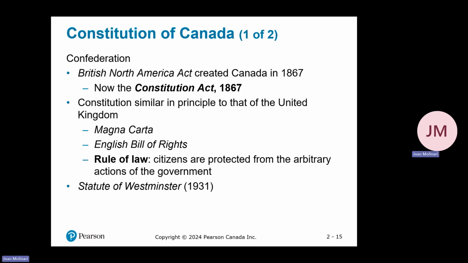Now, so two aspects that make the Constitution Act of 1867 important. First, it created Canada as a country back in 1867. Second, it brought the rule of law to the government of Canada or to the country.